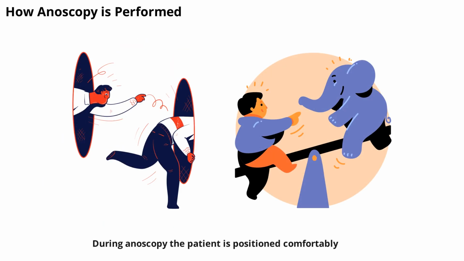During anoscopy, the patient is positioned comfortably, and a lubricated anoscope is gently inserted into the anal canal. The doctor then examines the lining for fissures, inflammation, or other abnormalities. The procedure is brief and generally well tolerated, though some patients may experience mild discomfort. Anoscopy provides a clear view of the anal canal, making it a valuable tool for accurate diagnosis.